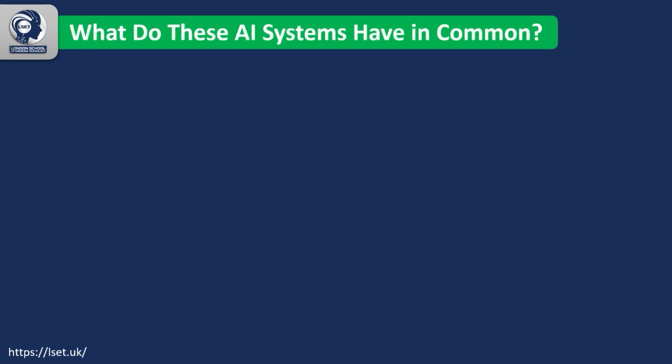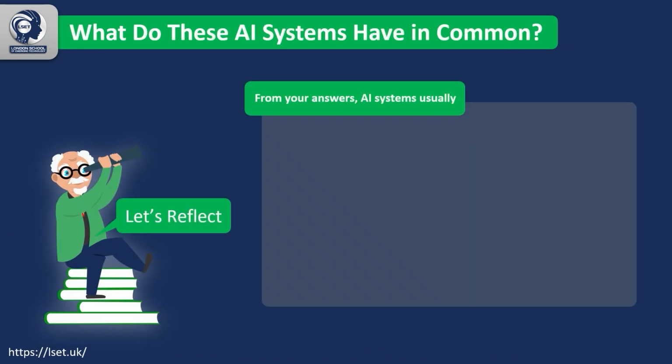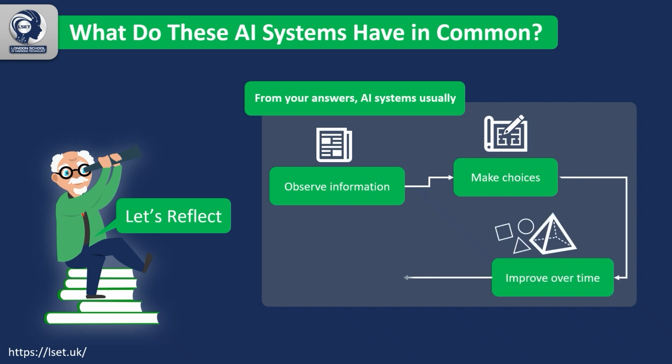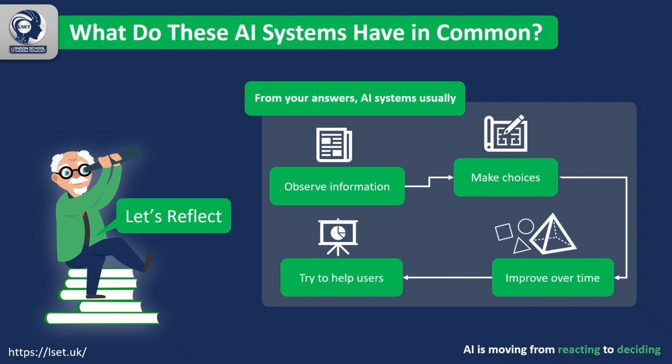Let us take a moment to reflect on answers. From what you have seen so far, most AI systems usually observe information, make choices, and try to help users in some way. Over time, they also improve based on experience and feedback. This shows an important shift in how artificial intelligence works. AI is moving from simply reacting to inputs to actively deciding what to do next. This shift is what leads us towards the idea of agentic AI, which we will explore next.